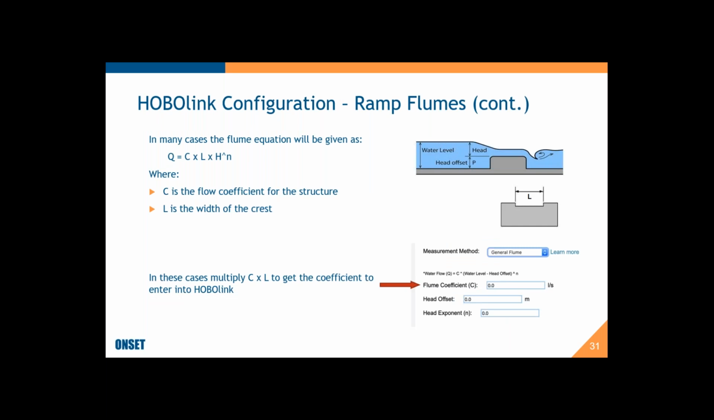Oh, and I want to just talk briefly about the case. Sometimes ramp flumes will have an equation like this where the water flow is equal to a constant times L, L being the width of the flume. So in that case, what you have to do is you multiply the constant times L, the width of the flume, and then you enter that in as your flume coefficient. So not that hard, but something to be aware of. So be careful when you're looking at the flume to see that the format of the flume equation is in the right format.